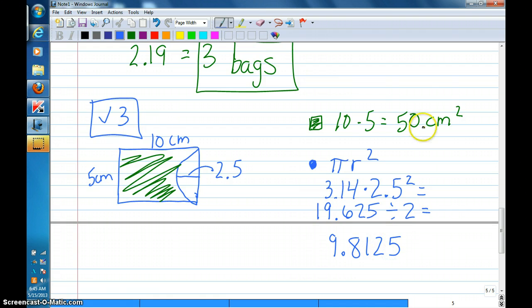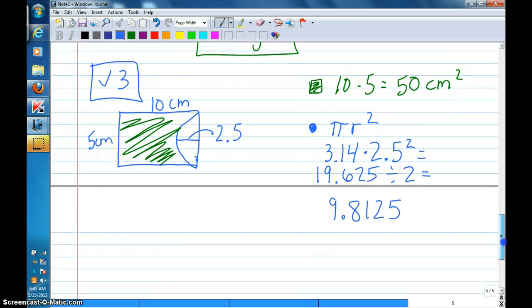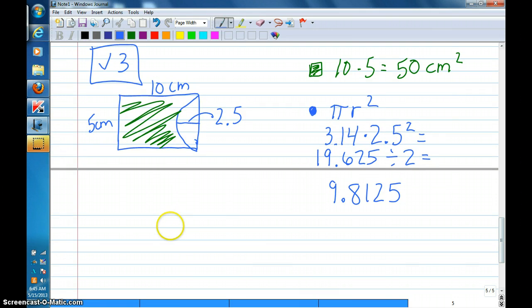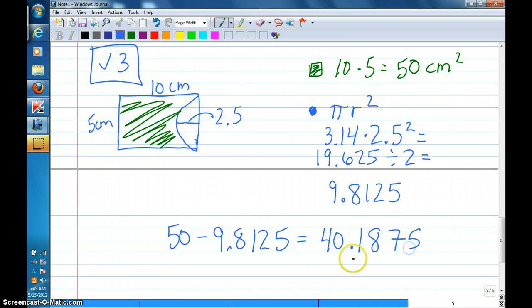So then I have the full shaded. I'm going to subtract out the not shaded part. So 50 minus 9.8125. And I'm left with 40.1875, round to the nearest tenth, it said. So the area of the shaded region is 40.2. The label is centimeters squared.